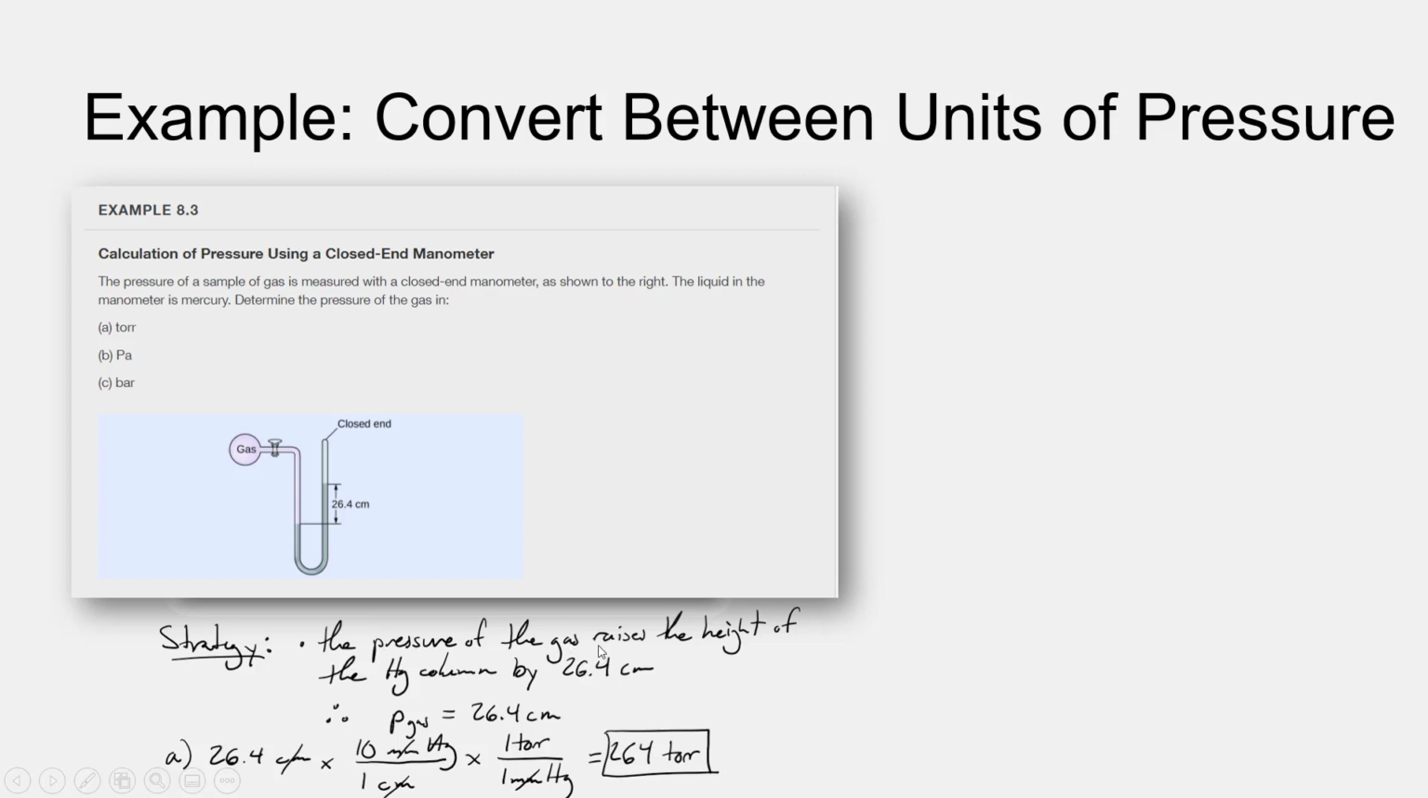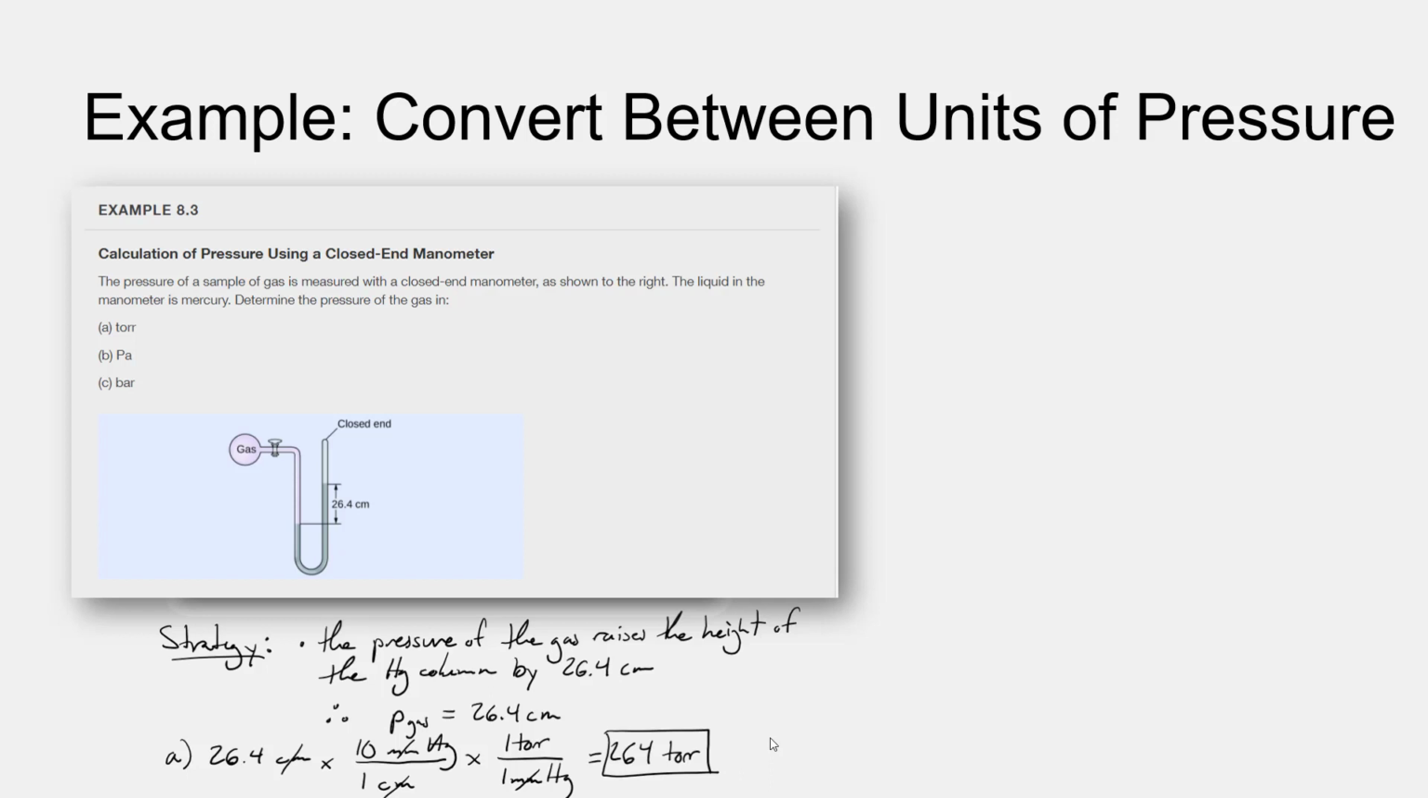So the key thing to keep in mind is that the pressure of the trapped gas raises the height of the mercury column by 26.4 centimeters. Therefore, the pressure of the gas is equivalent to 26.4 centimeters of mercury. And we can use dimensional analysis to convert that to torr. 26.4 centimeters of mercury, we have 10 millimeters of mercury per centimeter. And we have 1 torr per millimeter of mercury. Therefore, the pressure of the gas is equivalent to 264 torr, to 3 sig figs.